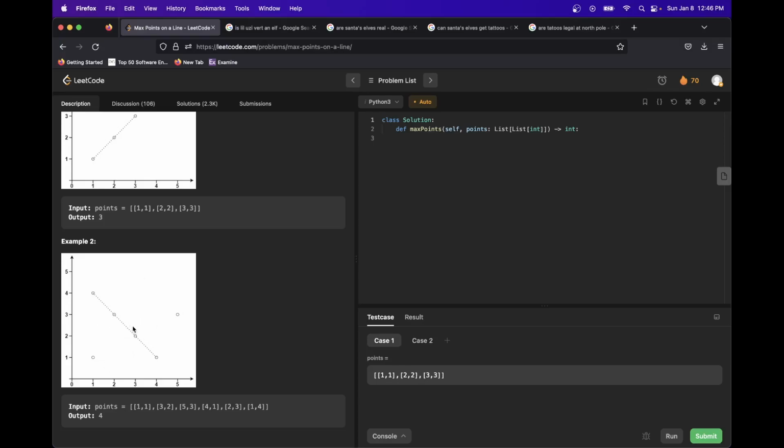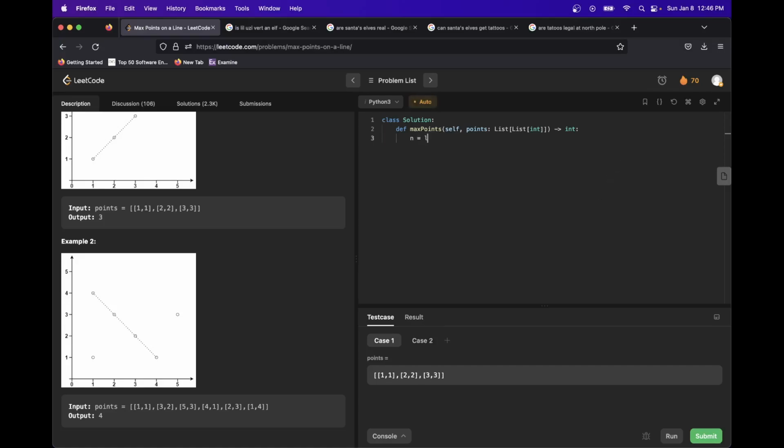And then we'd say, oh, well, look at that. This point and this point form a slope that's already in the dictionary. So just add 1 to that. And then that goes from 2 to 3. And then we would do the same thing here, and we would find that all 4 of these points have the same slope with regard to any single one of these points. So that's what we'll do.